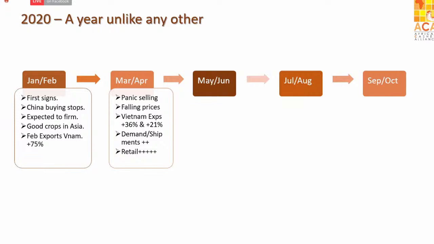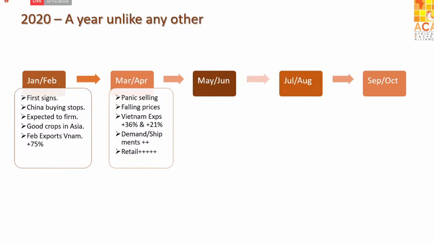March and April were the months of probably the greatest concern. There was panic selling. In fact, there wasn't very much selling. There were attempts to panic sell as prices were crashed down from Vietnam. Down at one point, 320s briefly reached about $2.50. But exports continued very strong. Demand and shipments continued very strong.